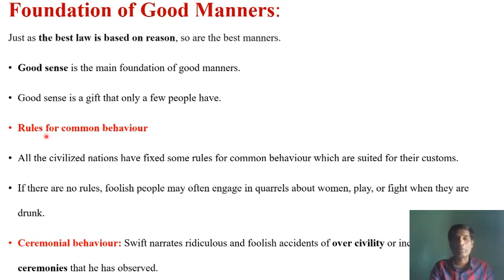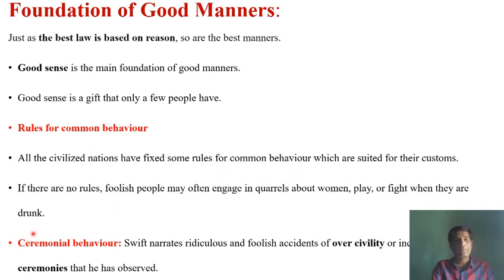He also talked about rules for common behavior. Why are there rules for common behavior in society? In civilized nations, they have fixed some rules for common behavior, which suit their customs, culture, and place. So what happens if there are no rules? Foolish people often fight about women, in play, or when they are drunk. So that's why the government or society laid down some rules for common behavior.